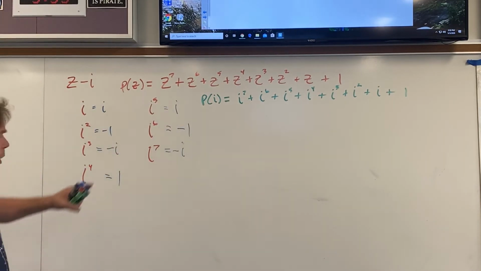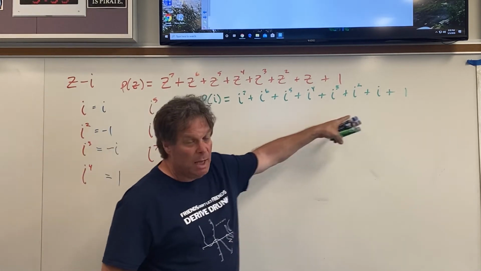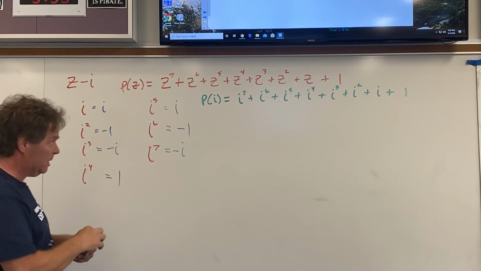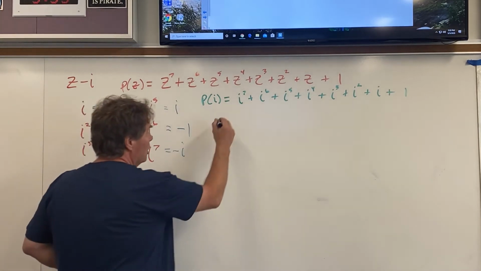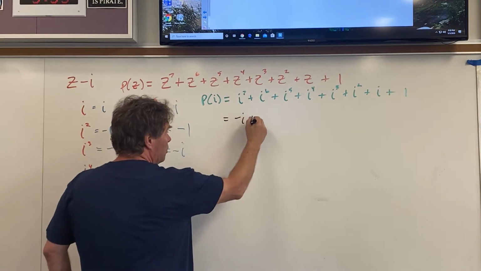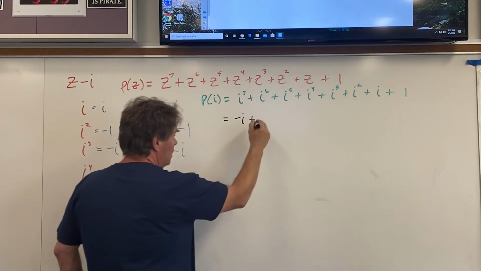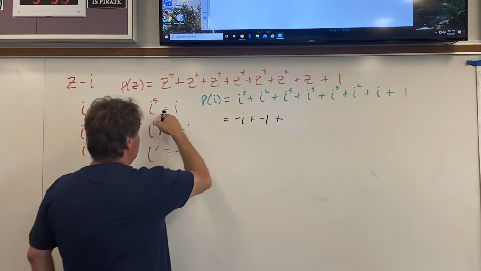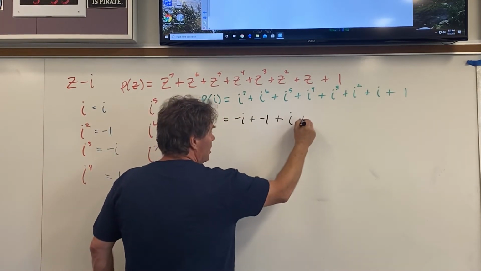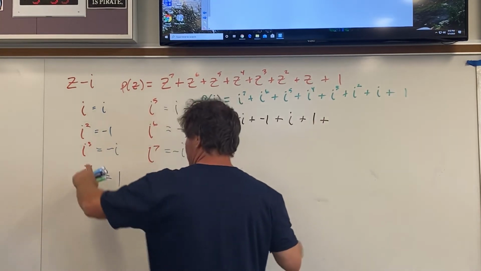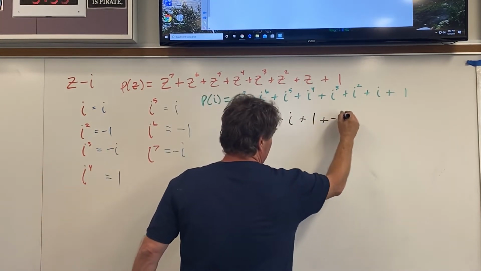So, what does this actually turn out to be now that we calculated what all these powers of i turn out to be? Turns out to be, look, i to the 7th, which is -i, right? Plus i to the 6th, which is -1, okay? Plus i to the 5th, which is i. Plus i to the 4th, I know that's 1. Plus i to the 3rd is -i.